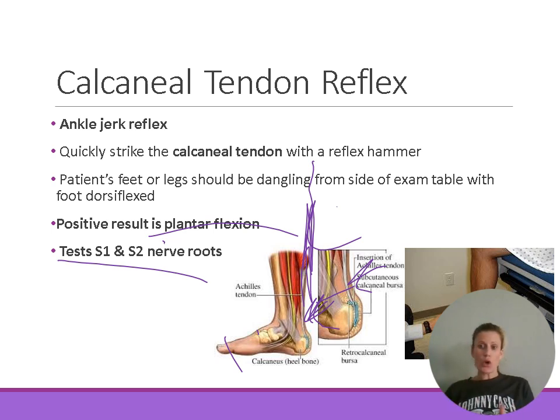If the S1 nerve root is cut or compressed, the reflex is virtually absent. Because S1 is involved in both the afferent and efferent limb of the reflex. So it's involved with both. So if you have a problem with the S1 nerve, the reflex cannot occur.